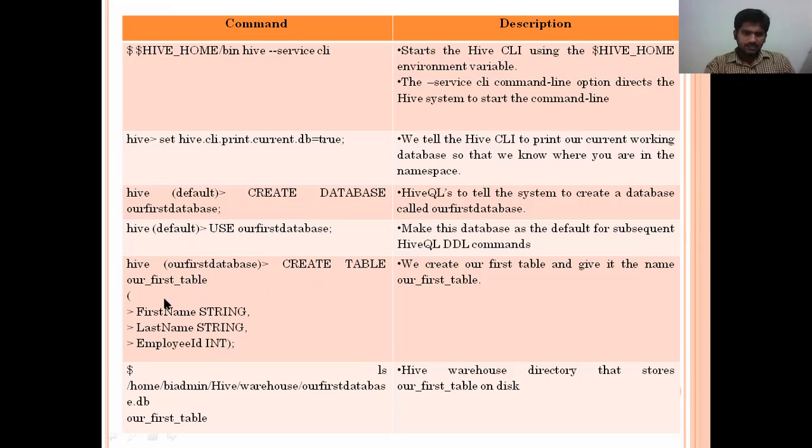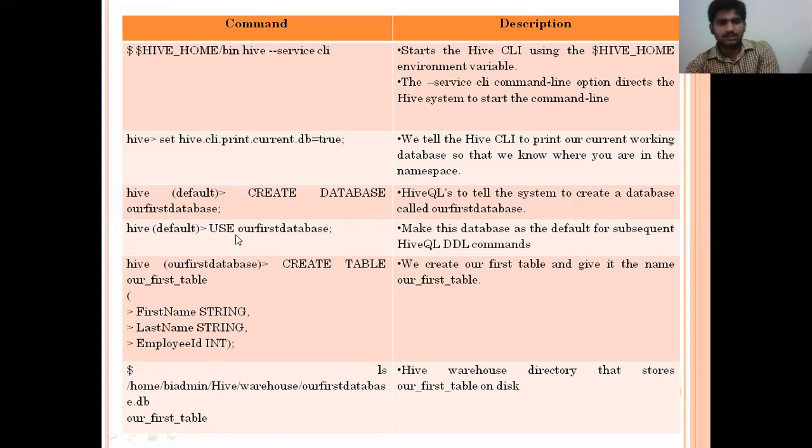So create a table, our underscore first table. See that first name is a string, last name is a string, and employee ID is an integer. So how are we going to do this? If you remember the SQL queries, how we use the columns and mention what type of data we have to store in those particular columns, it will be used here. So we can create our first table and use the name as our first table name.